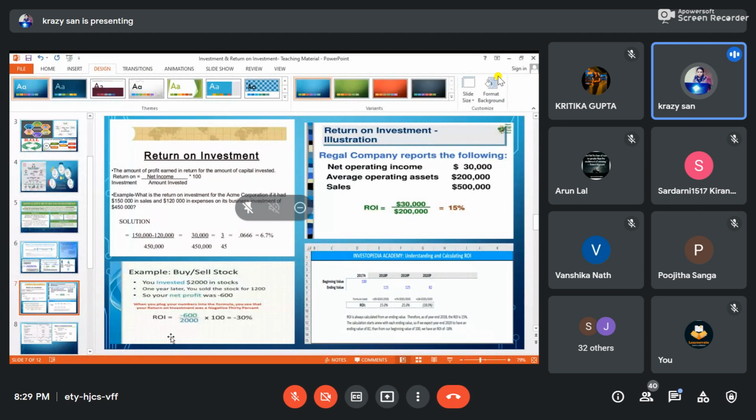And if you go with operating income and investment, you can also calculate the ROI. Suppose a company has a net operating income of $30,000, average operating assets of $2 lakhs, and sales of $5 lakhs. So ROI comes out to be net operating income divided by average operating assets. And how do you get net operating income? How do you get it? Sales minus... Very good, no one is giving an answer. Tell me how it is calculated.